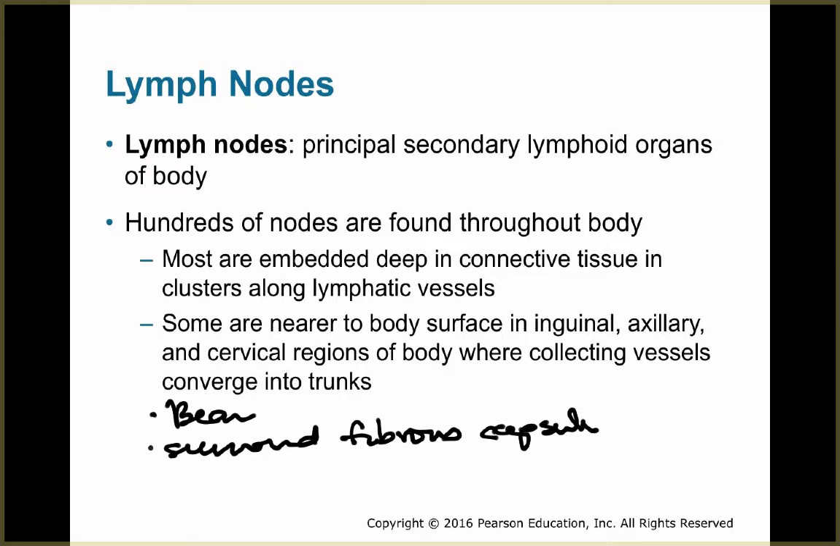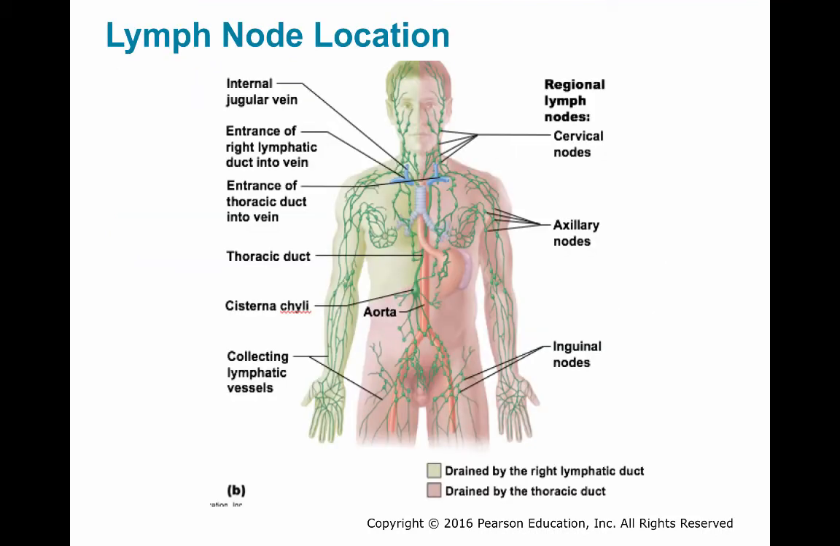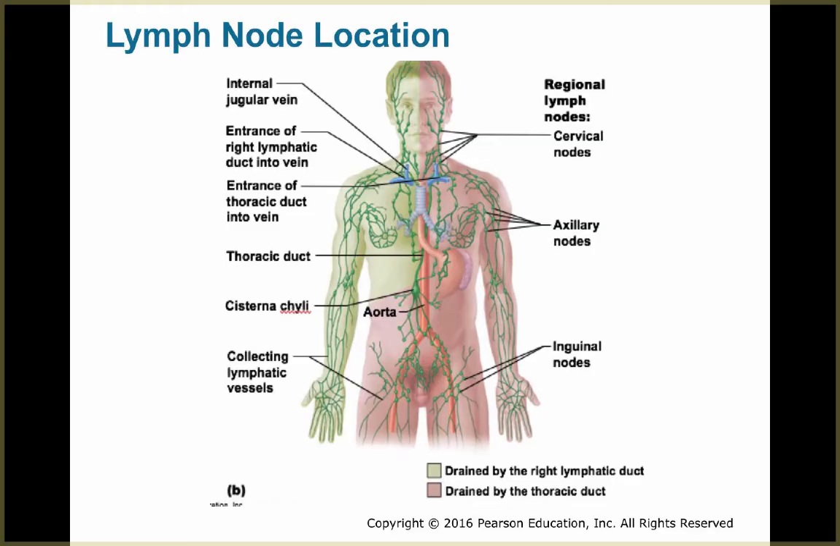So let's actually look at the different areas that you can find these in. So you have the regional nodes. You can see these are the cervical nodes here towards the back of the neck. Axillary nodes you can see there, in the armpit. Inguinal nodes are down there towards the hip region. And so those are basically the three main regional groups that you can see there. You can see they're small, tiny circles, kind of bean-like in shape, and they help to drain.